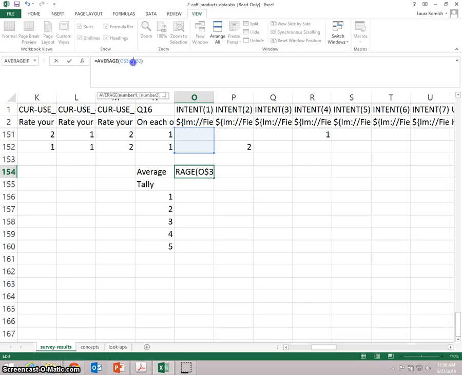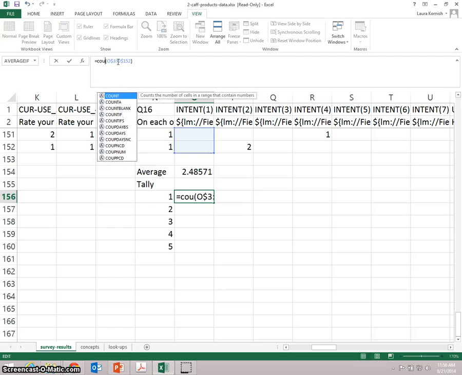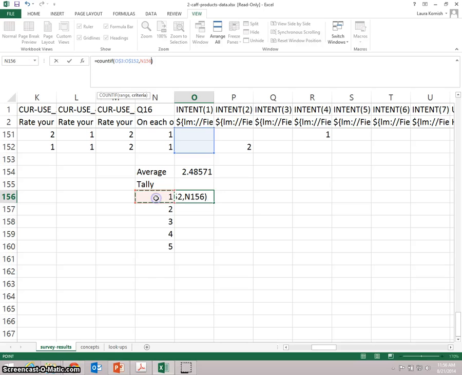And I'm going to lock the starting and ending row of the data so I can use that again in other calculations. Like in a tally, I'll use a count if. So in that data, how many of those responses were a one? And I wrote that formula so that I can drag it.